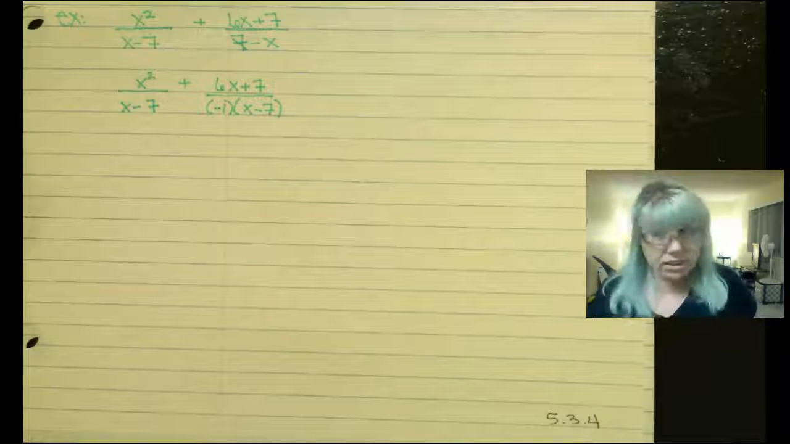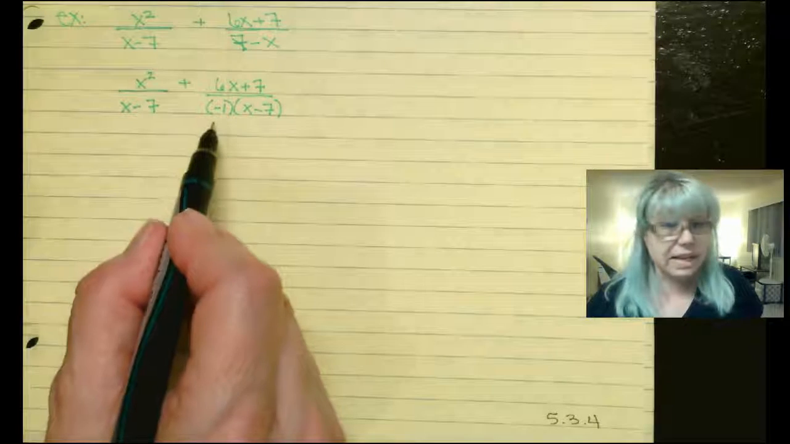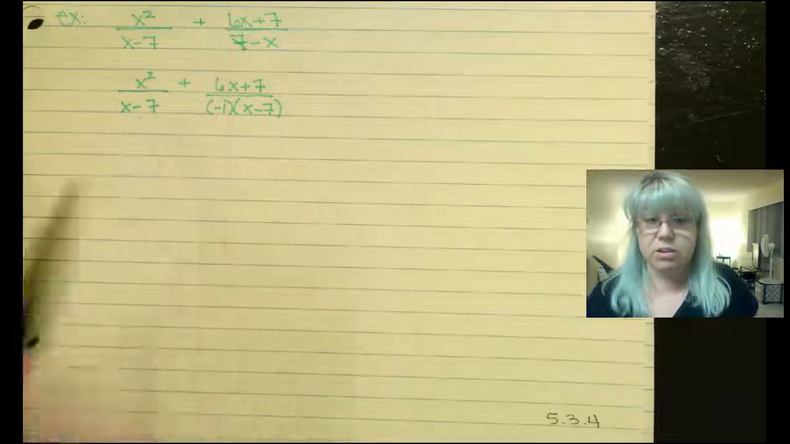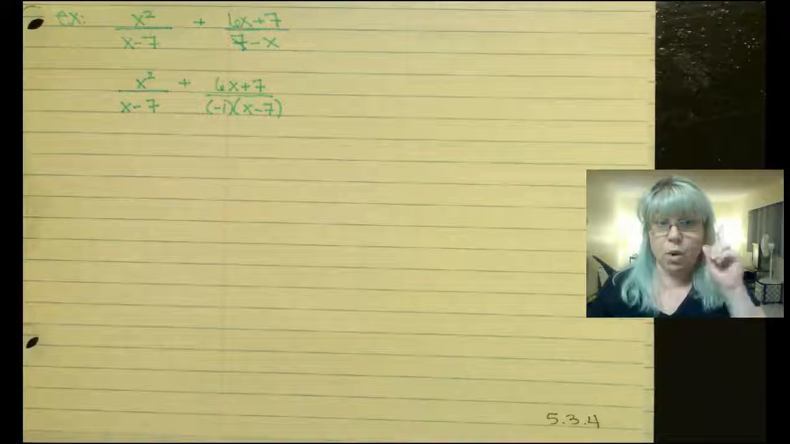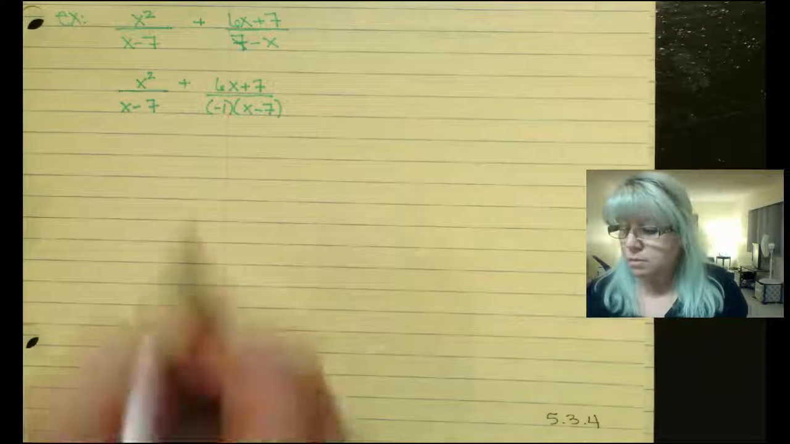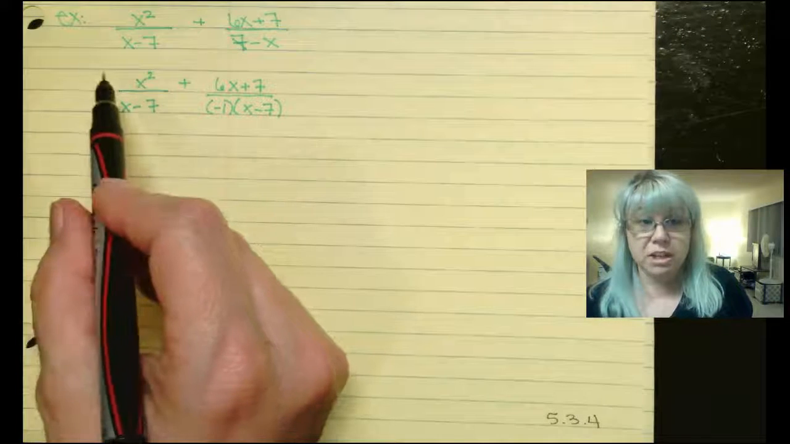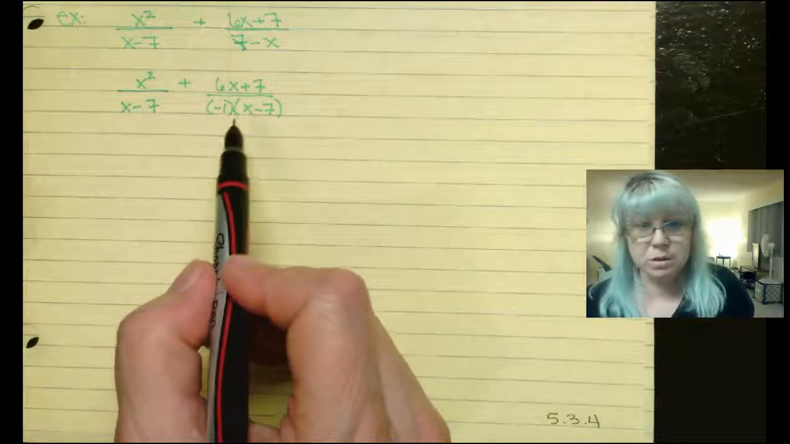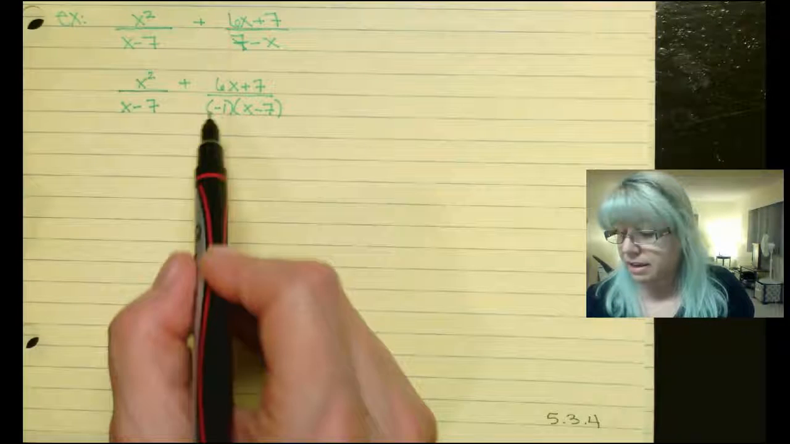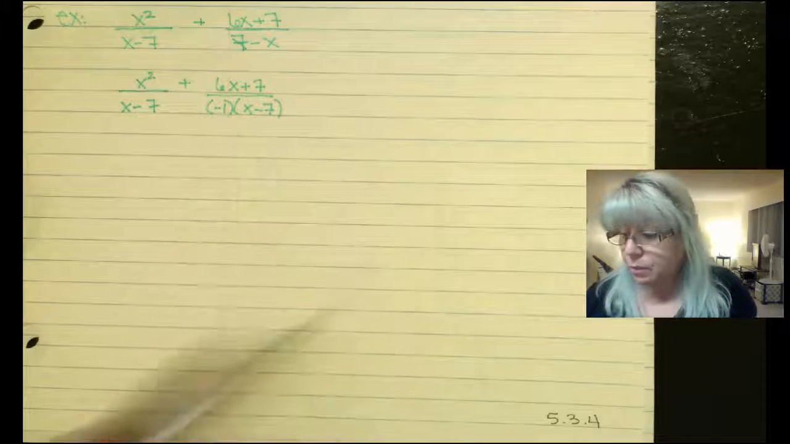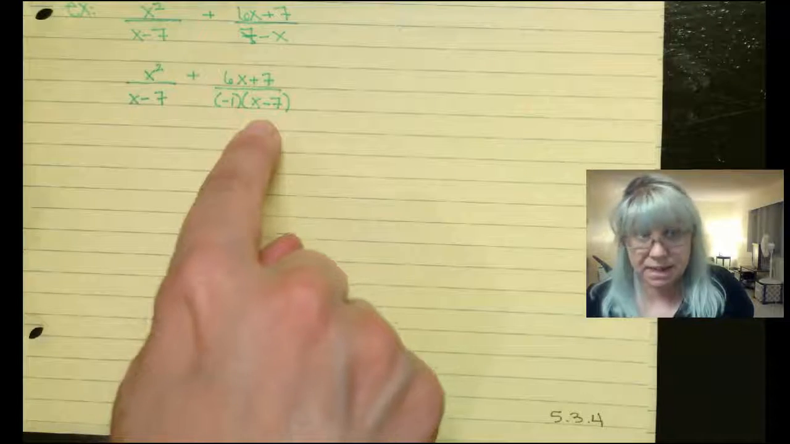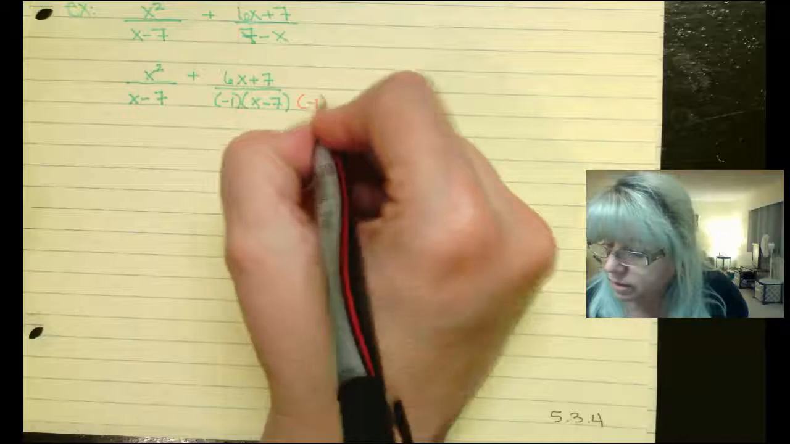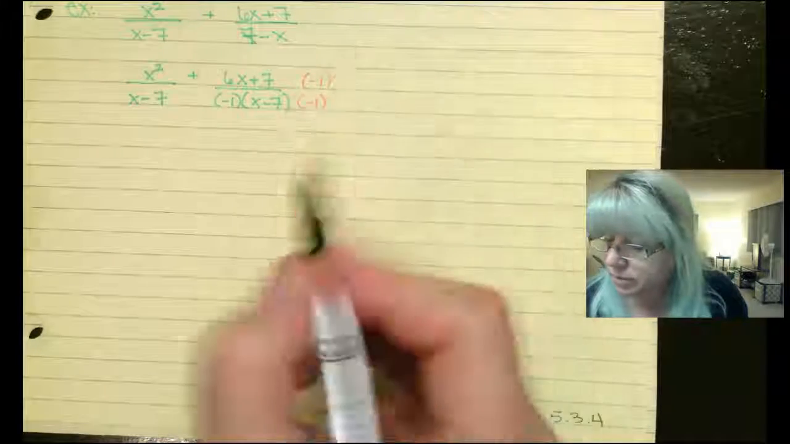They are not the same denominator. The second term has a negative 1 in it. So to be able to have the same denominator, there's one of two things I can do. One is I can multiply the first term, both the denominator and the numerator, by negative 1. Or I can multiply the second term by negative 1, because negative 1 times negative 1 is 1. That would leave me x minus 7 and x minus 7. I'm going to go ahead and do that. Negative 1, negative 1.